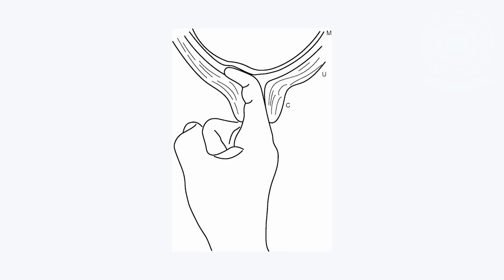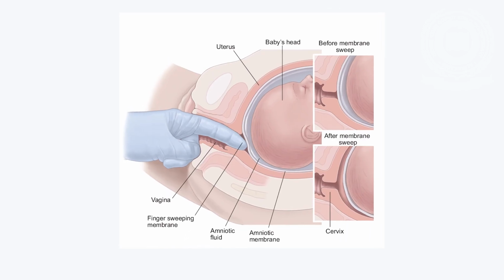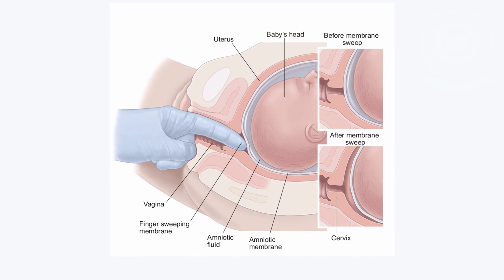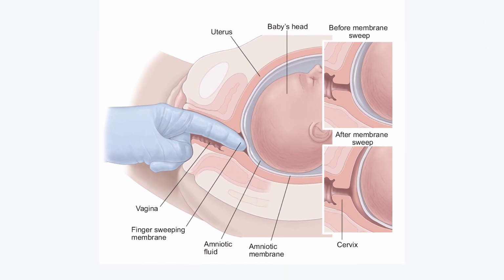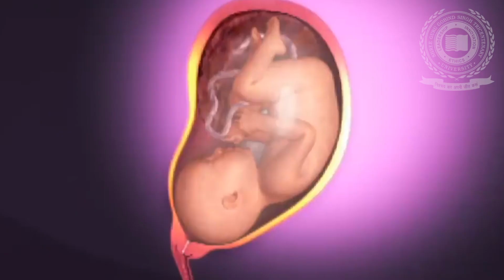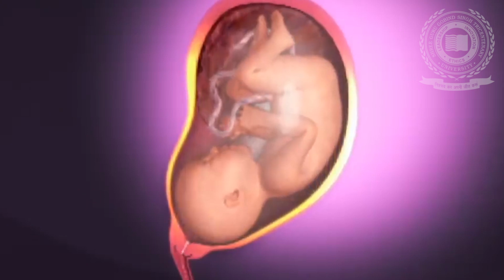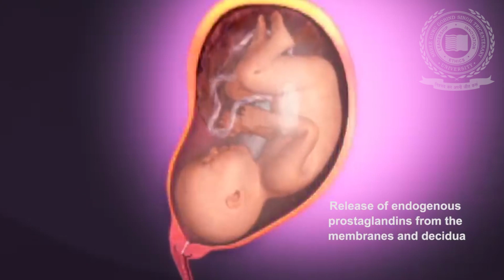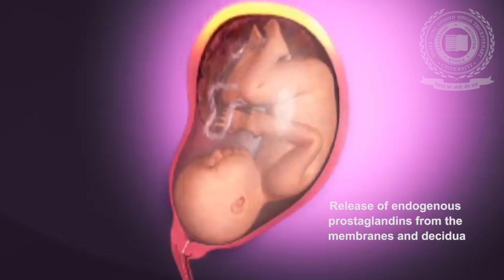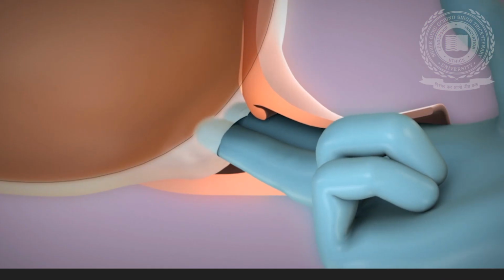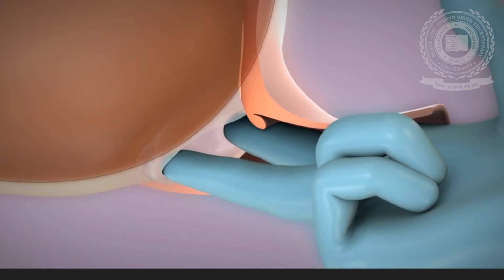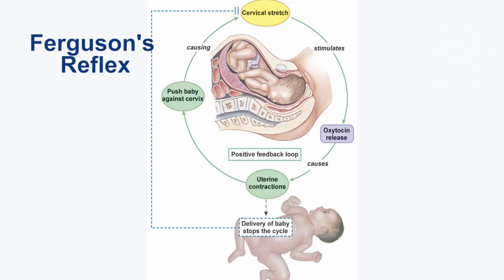Stripping of the membranes means digital separation of chorioamniotic membranes from the wall of the cervix and lower uterine segment. It is thought to work by the release of endogenous prostaglandin from the membranes and the decidua. Manual exploration of the cervix triggers the Ferguson reflex, which promotes oxytocin release from the maternal pituitary.